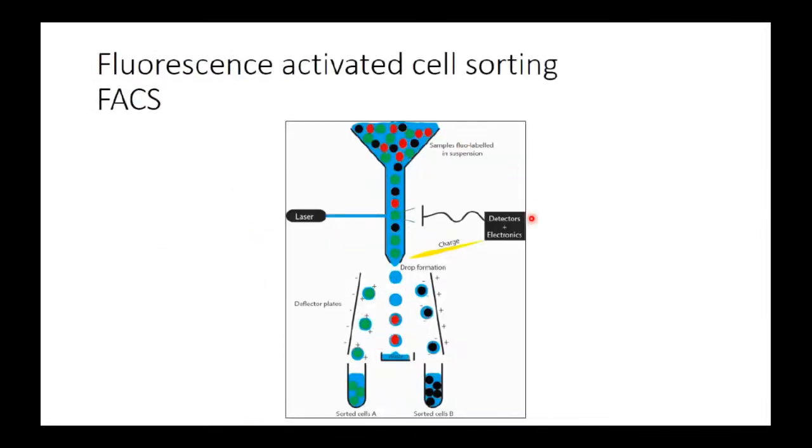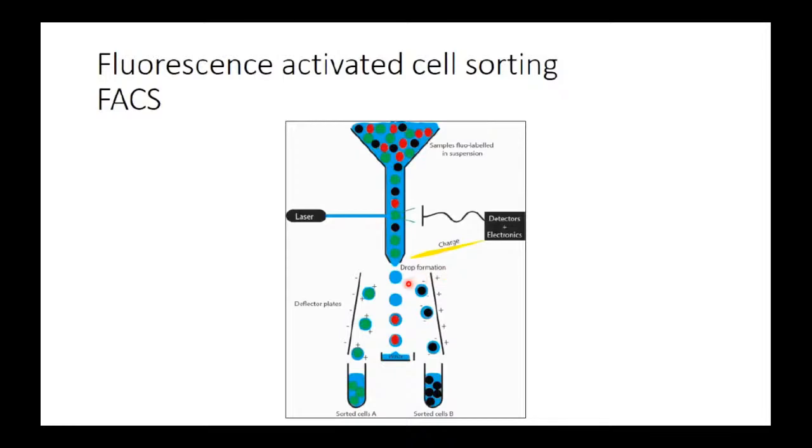This is the FACS mechanism. Here we have the flow cell, and here we have the cells passing one by one through the laser beam. When the cells pass one by one through the laser beam, as we saw before, they will scatter light, forward and side scatter light, and also fluorescence. All these events will be detected by the detector. At the end of the tube, there is something called drop formation.